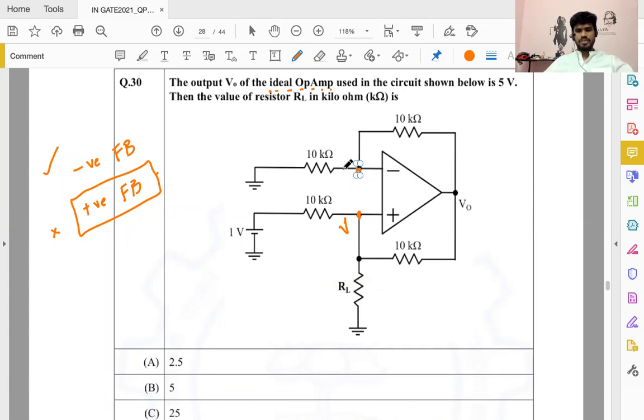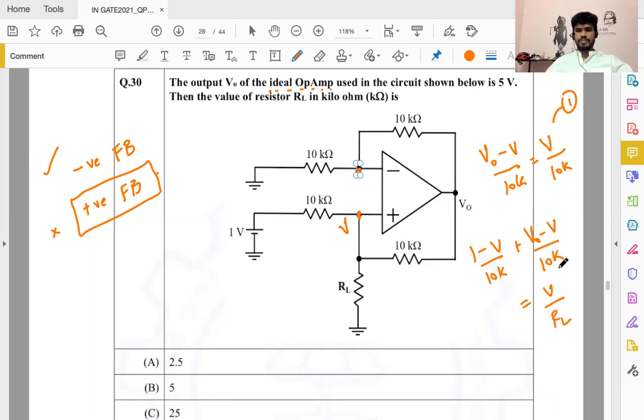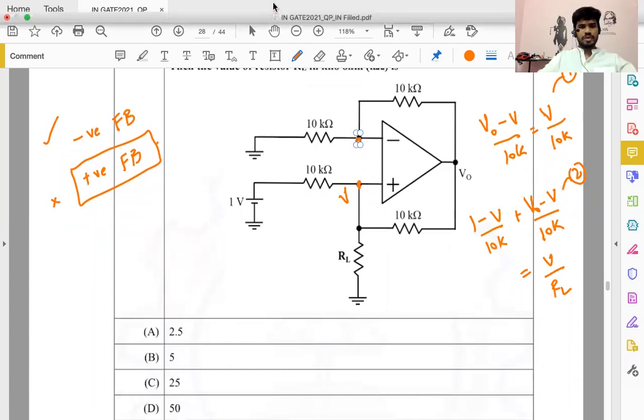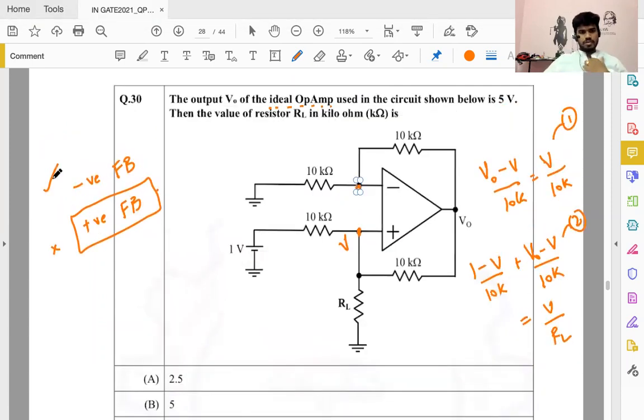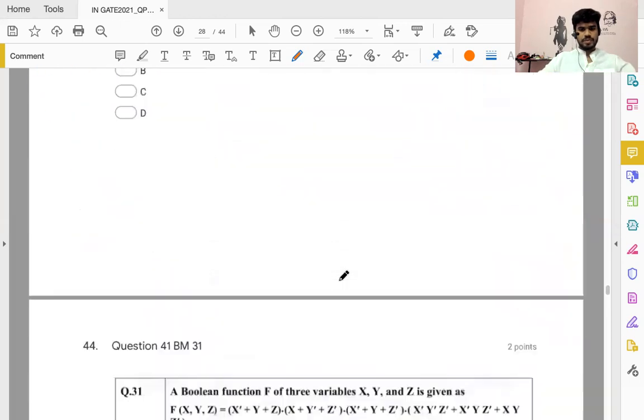Quickly, the two equations will be, this is V here, this will be V here. So we have (V naught minus V) by 10K equals V by 10K, first equation. And then second equation: (1 minus V) by 10K plus (V naught minus V) by 10K equals V by RL. Two equations, two unknowns. V is unknown, RL is unknown, just find it. That solving you will have to do. But one of the classes will try to compare and contrast this with the GATE BM question and proceed.